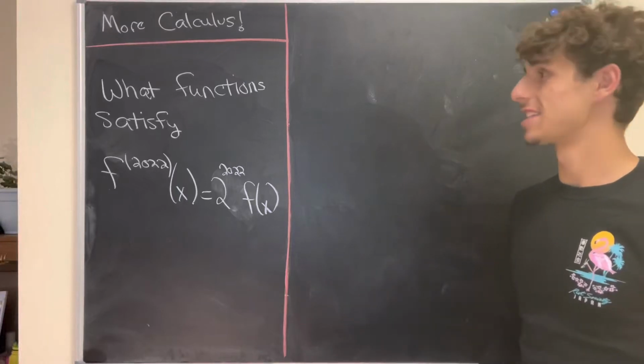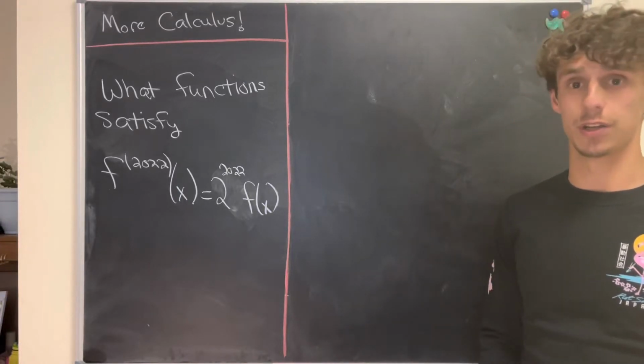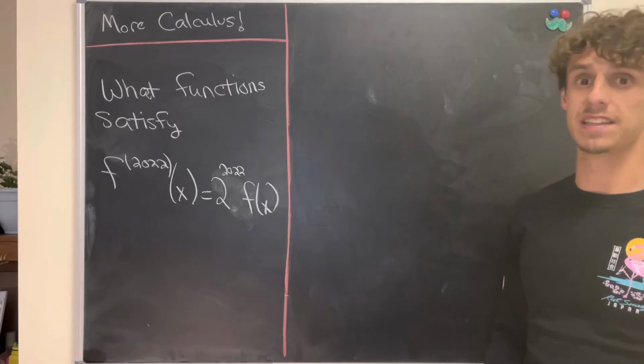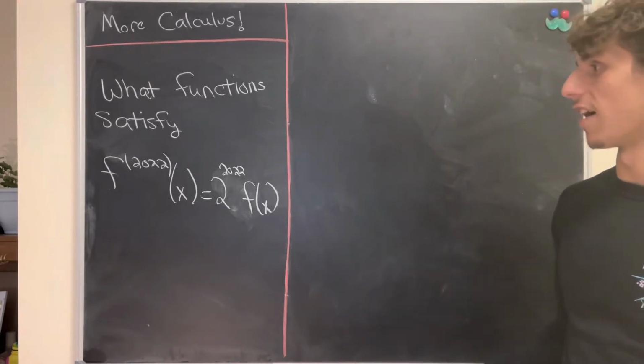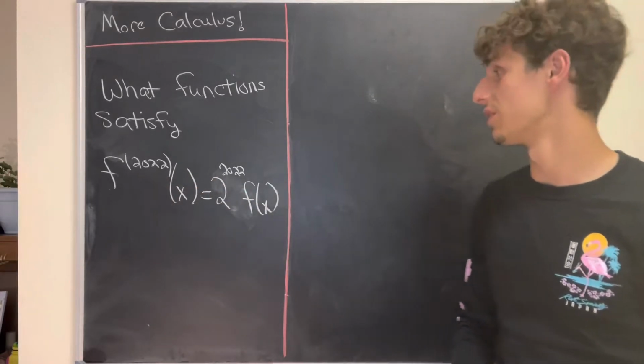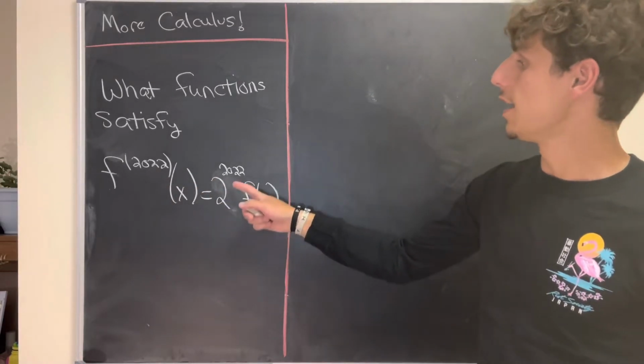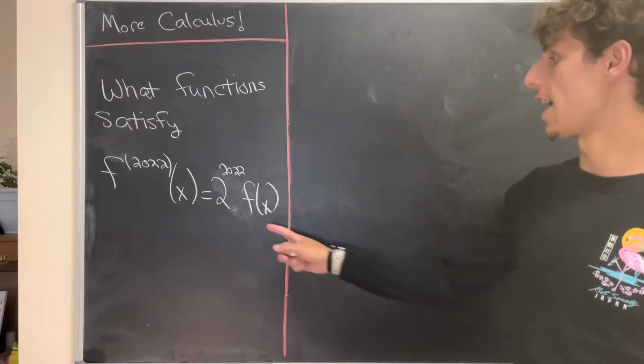So here I have a problem that's technically classified as a differential equation, but you really only need an understanding of basic derivative calculus to solve it. It asks us to find the functions that satisfy the 2022nd derivative of f is equal to 2 to the power of 2022 times f of x.